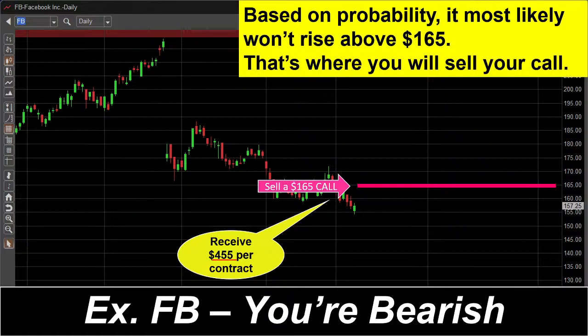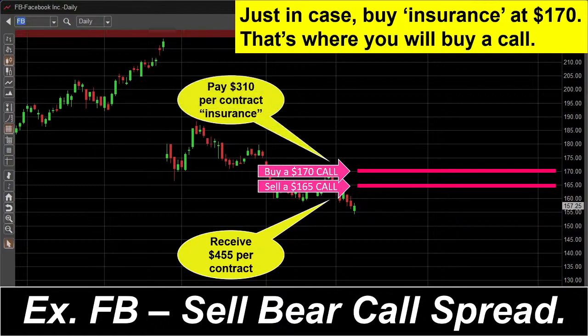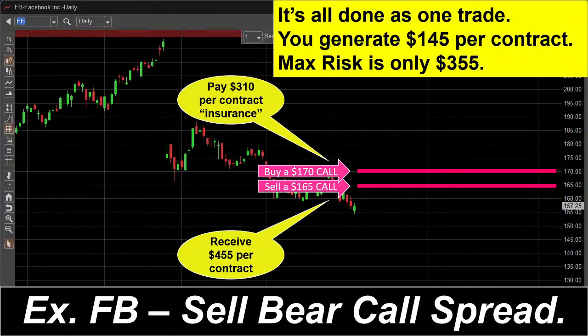455. But remember, that leaves you open to all of this risk up here, and you don't like that. So you've got to have insurance. So we buy the next one up. That's your insurance leg. All right, that's the 170. It costs some money, 310. Remember, that's $3 worth, leaving you with a net $1, $170. Okay, next, I did my math. It's on this slide, 100, leaving you 145. Hopefully that didn't confuse you. All right, you just generated $145 per contract.